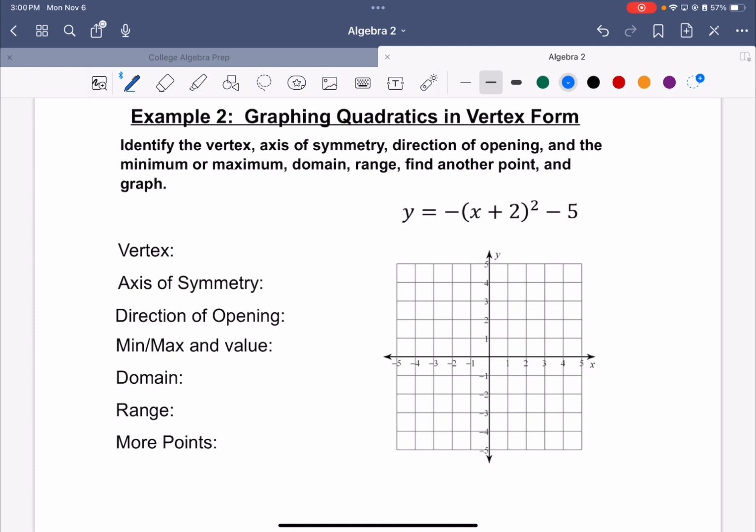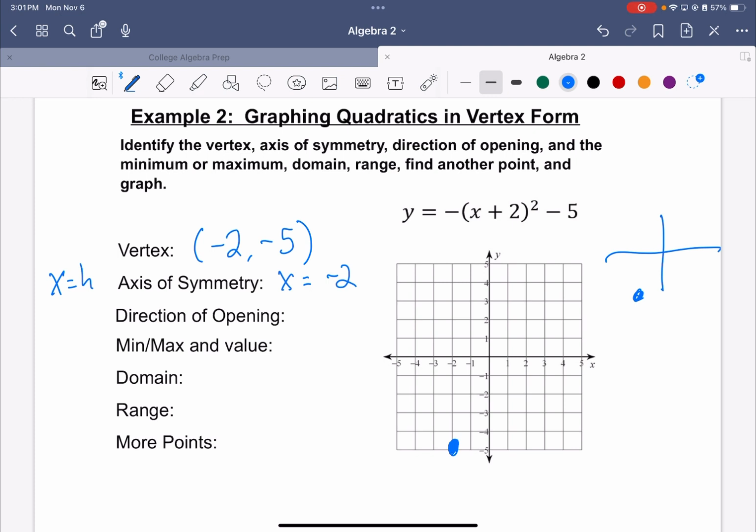So what's my vertex? I'm going left 2 and down 5. So -2, -5. It's barely on my little graph, but again, if you're just sketching it, it's down there somewhere. Axis of symmetry. X is equal to? What is it? Remember, it's x is equal to h. -2.